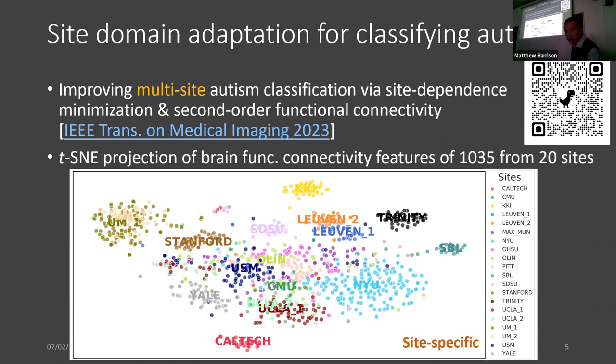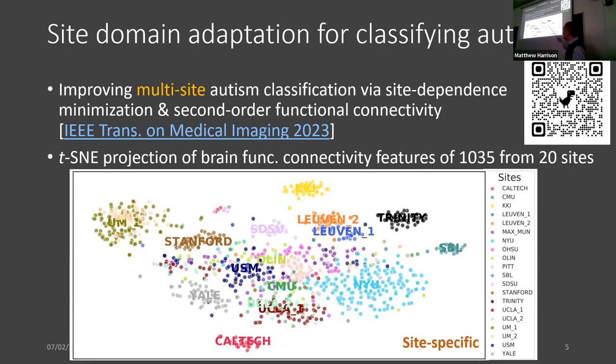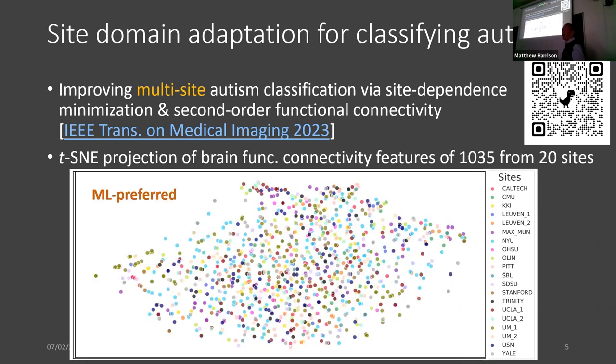Machine learning prefers this, right? Because machine learning learns from distributions, and we want to make predictions. So machine learning prefers the data to look like this: if you randomly pick samples, they should represent the whole population. So how can we go from that site specific feature space to this more homogeneous feature space?